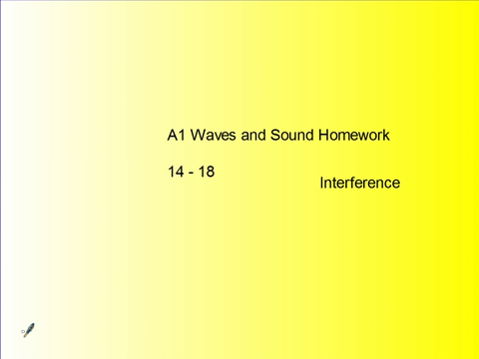Now we're going to talk about interference. Interference occurs when you have two waves in the same place at the same time. You can have constructive interference where the waves are heading towards each other.